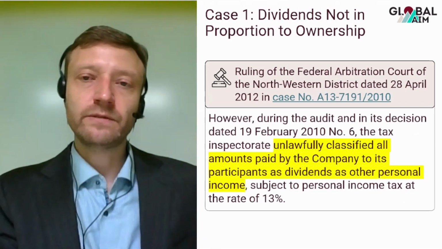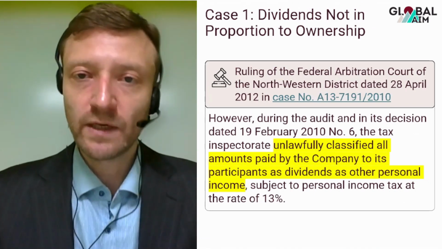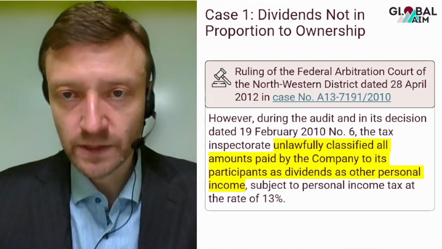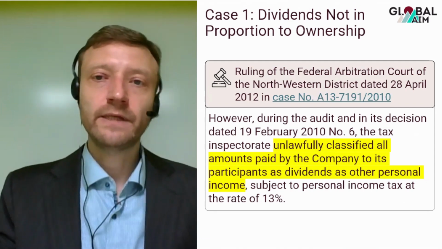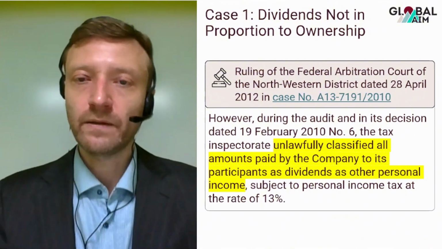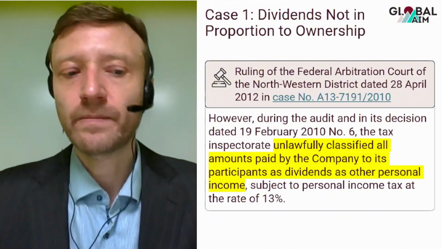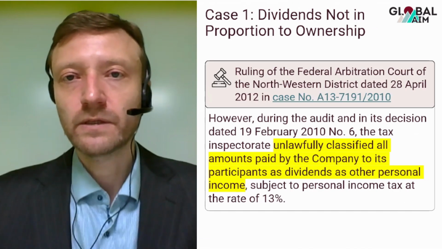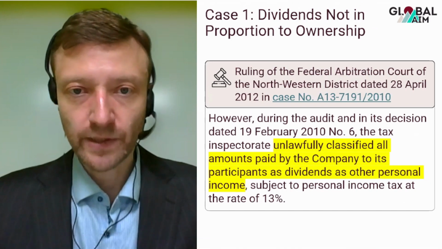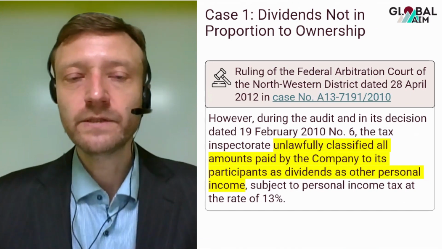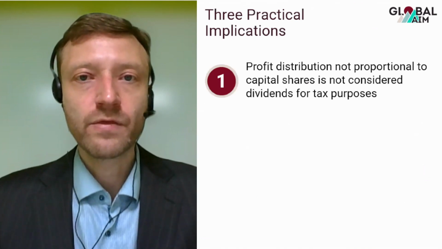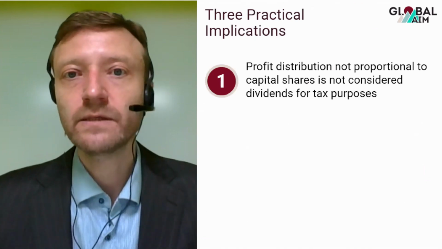The tax authorities in that dispute tried to qualify the whole distribution, which was not proportionate, as not dividends, but the court decided that only the excess part of the distribution was not dividends, while the proportionate part should be subject to the dividend income tax rates. Okay, so this is case one, and three practical implications can be drawn from this case.